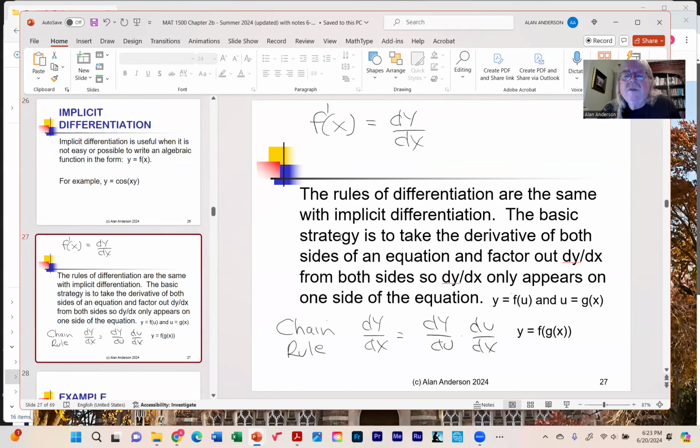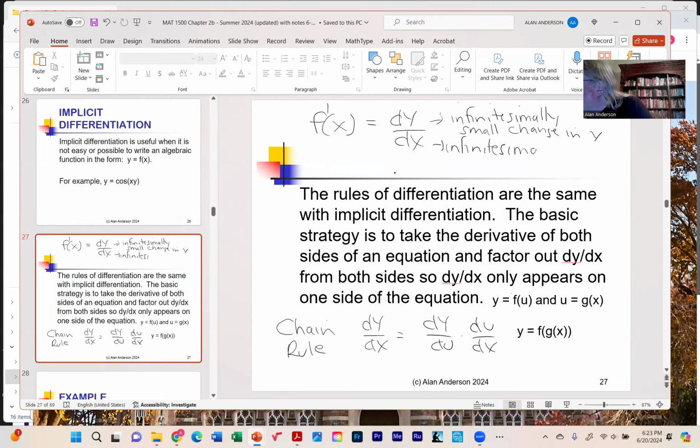So let's quickly remind ourselves, first of all, as far as the notation is concerned, the first derivative, f prime of x, can also be written in what's called differential form, dy dx. And if you recall, dy is an infinitesimally small change in y, and dx would, of course, be an infinitesimally small change in x.